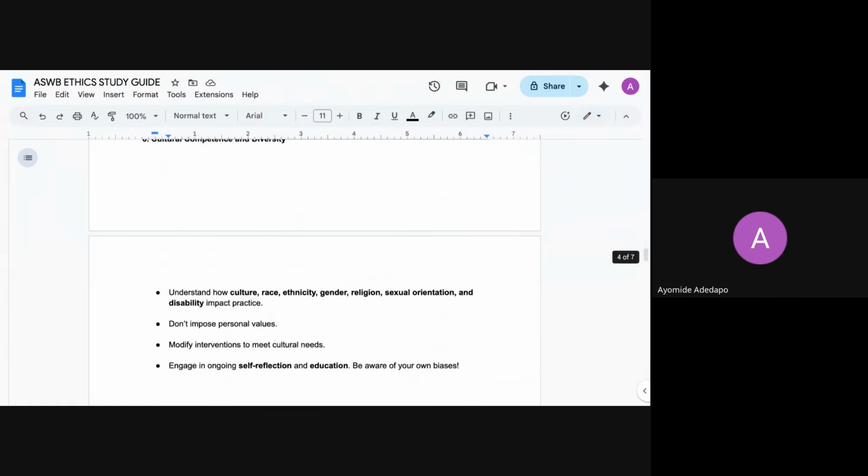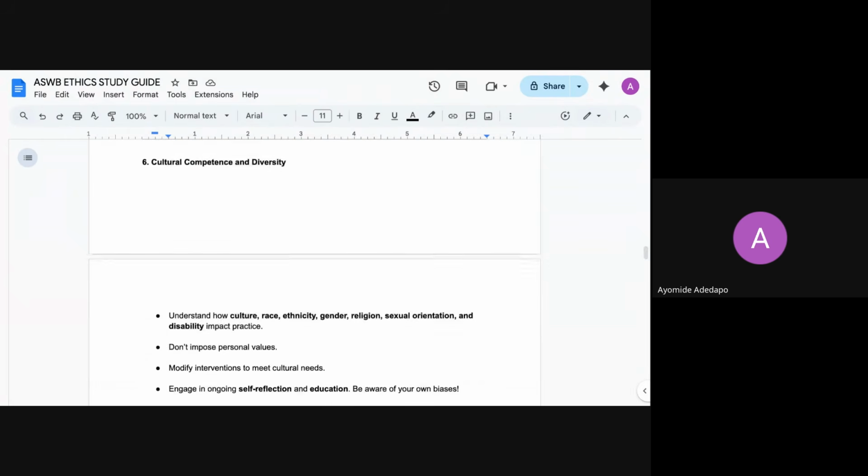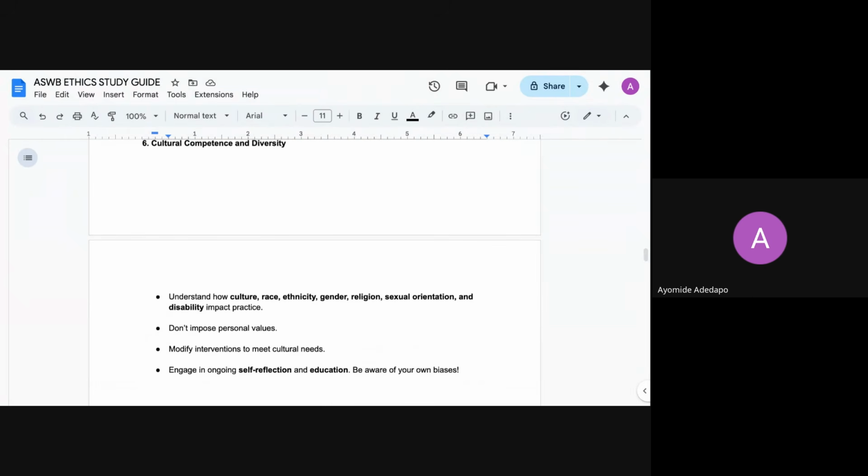So cultural competence, we know that pops up so much, right? Something I want to say about cultural competence and diversity. You want to make sure you understand how race, culture, ethnicity, gender, religion, sexual orientation, and disability impact practice. You never, ever, ever, ever impose your own personal values on clients. You modify interventions to meet cultural needs, right? And when you are a culturally humble person, you are always engaging in self-reflection and education. You are aware of your own biases, and that's the place that you start.